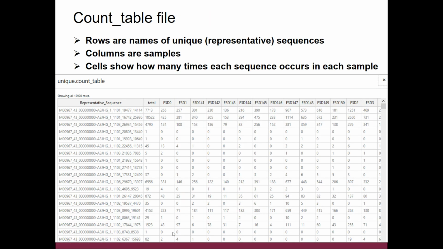So the count table file looks like this. Here, each row has a sequence name. So this is the name of the representative sequence, and then a number. So this particular sequence represents this many sequences in total. And here you can see how these sequences are distributed between the different samples. So as columns, here we have the different samples.